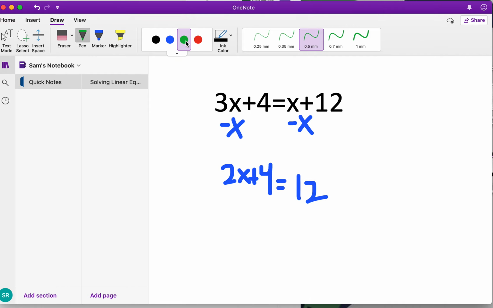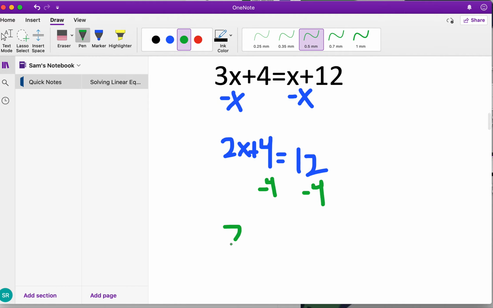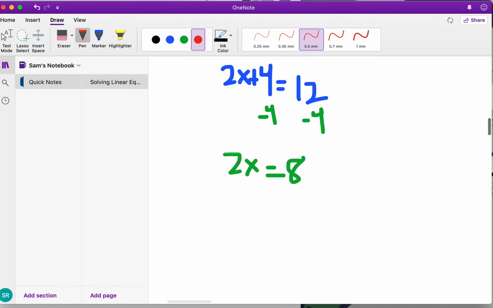Now that we have this, let's use a different color, we're going to subtract our integers on the common side. So we're going to get 2x plus 4. If we subtract 4 from this side, we have to subtract 4 from the other side. And we're going to end up getting 2x plus 4 minus 4, which is just 2x, is equal to 12 minus 4, which is 8. Now, let's divide both sides by 2, right? To get rid of this 2 on the x.